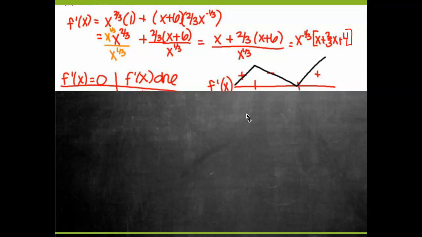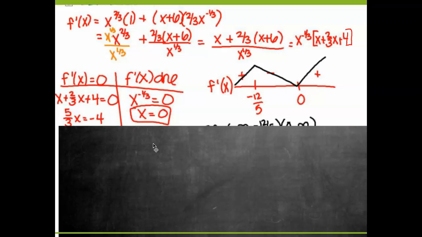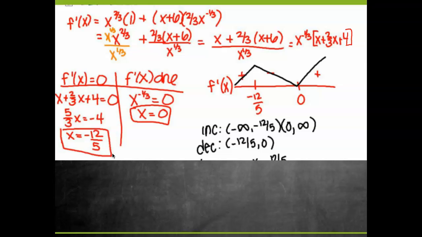So we're always looking for zeros and DNEs. DNEs always come from the denominator. Zeros always come from the numerator. So we have a 0 at -12/5 and a DNE at 0.